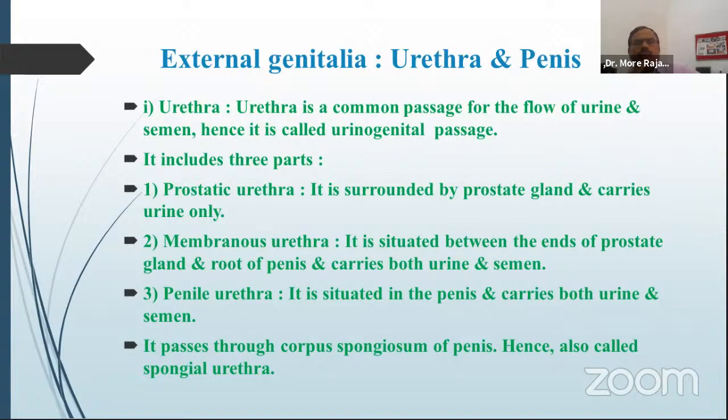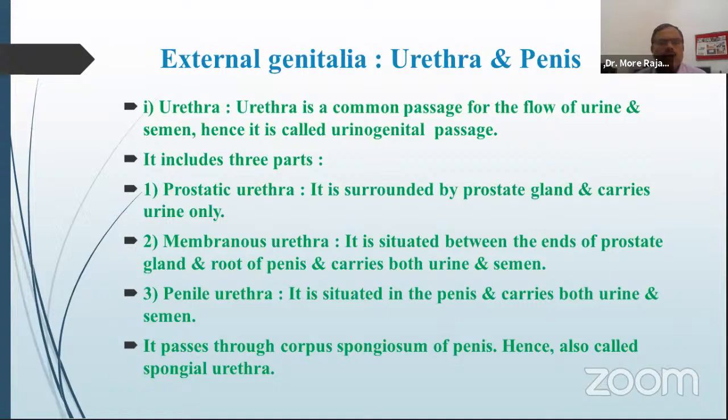Okay. This urinogenital passage is further divided into three parts. The first part, which passes through the prostate, is called the prostatic urethra, then the membranous urethra, and the part which passes through the penis is called the penile urethra. So the prostatic urethra is surrounded by the prostate gland and it carries urine only. Okay. Membranous urethra is situated between the ends of the prostatic gland and the root of the penis, and it carries both urine and the semen.